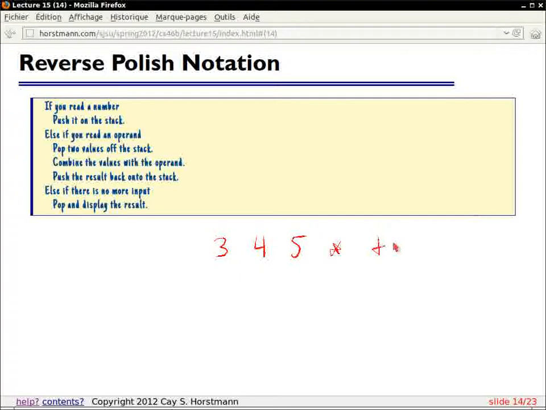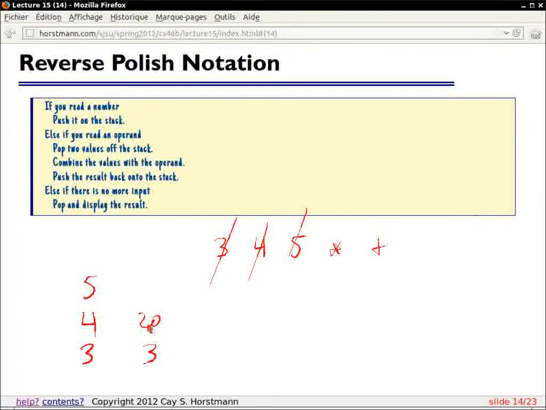When I see a number, I push it on the stack. I see another number, so I push that. I see another number, so I push that. I see an operator, so I'm now done with these 3 inputs. I pop the top 2 numbers off the stack, so now my stack only has 3. I take these 2 numbers, 4 and 5, and I multiply them because that's what my operator is, and I push the result on the stack.